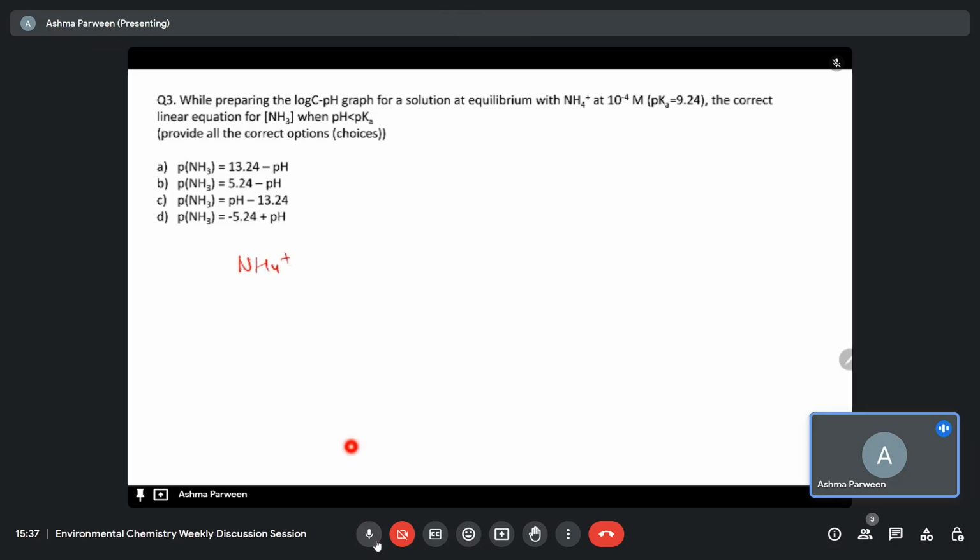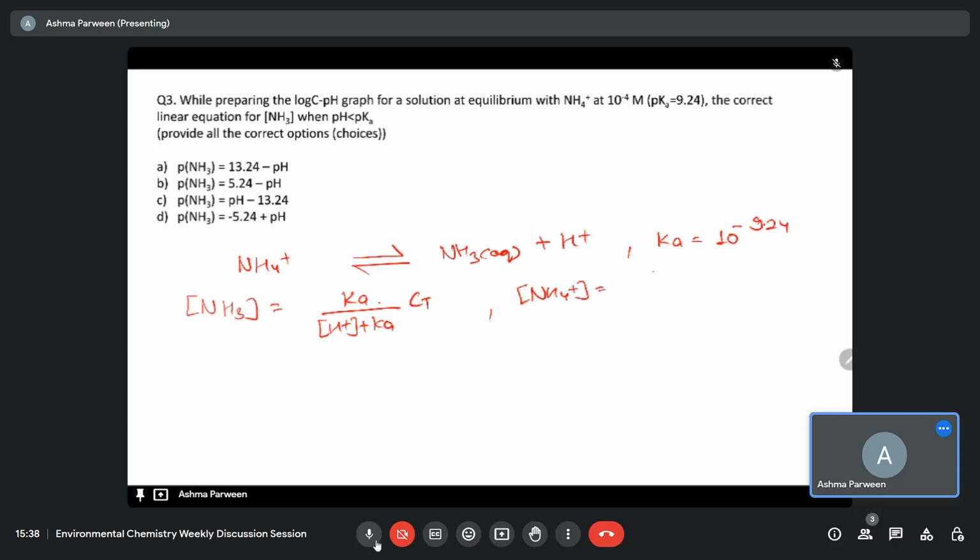So we have been given ammonium, which will dissociate into ammonia aqueous and give 1 H plus, and Ka is 10 raised to power minus 9.24. So we can write NH3 as Ka upon H plus plus Ka, into Ct. And we can write NH4 plus as H plus upon H plus plus Ka, into Ct. This is alpha 0, alpha naught, and this is alpha 1.